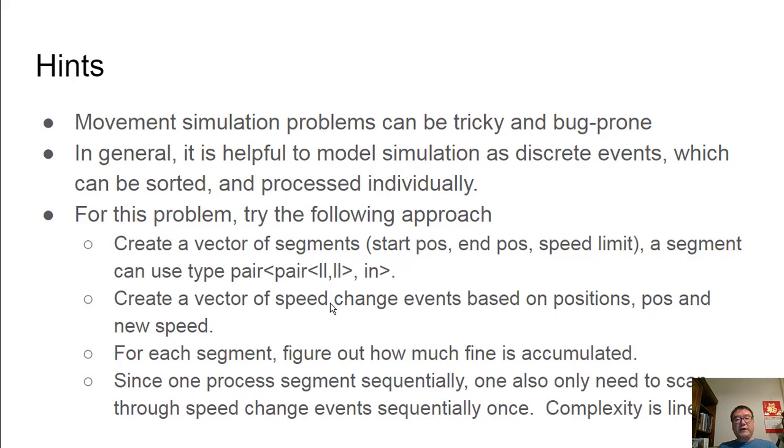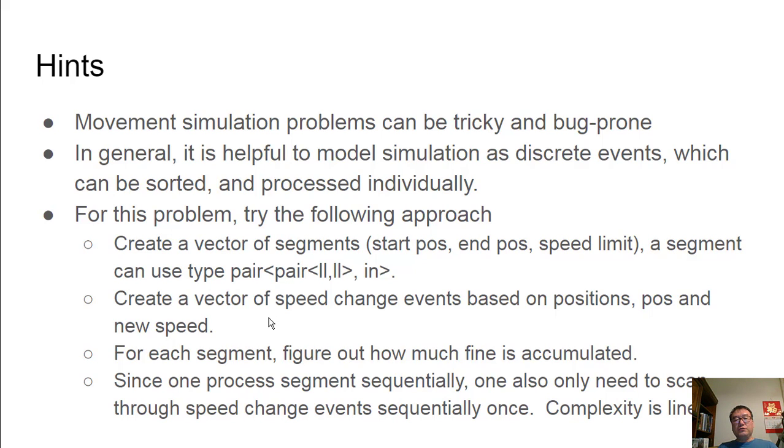You also need to create a vector of speed change events, and this should be based on position, because that's what you're going to need to correlate these two kinds of events. You want to know in this segment what the traveling speed is, so you need to know at what position the speed changes. The input gives you the speed changes based on time, so you need to put the time-based speed change events into a vector, sorted, and then go through it. You can generate the speed change events based on positions.